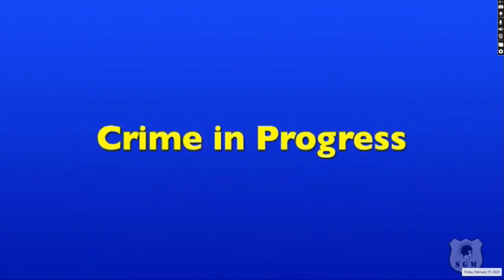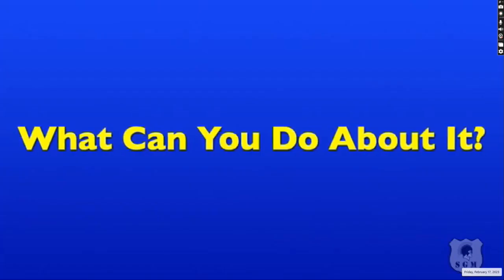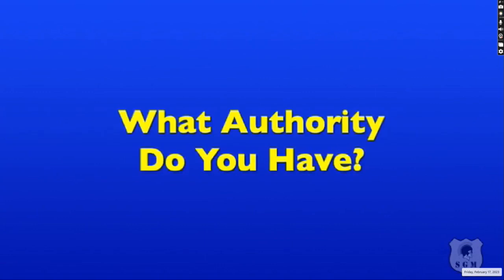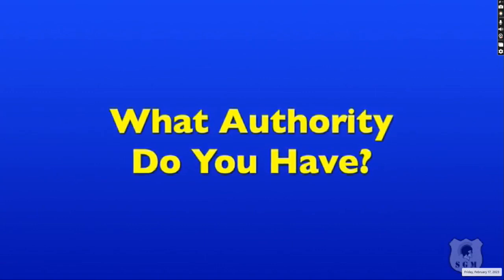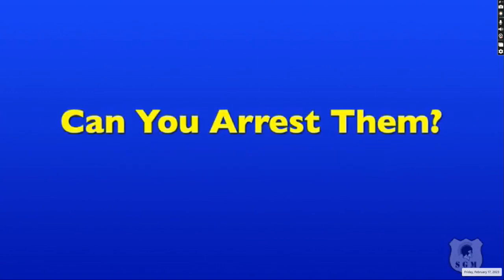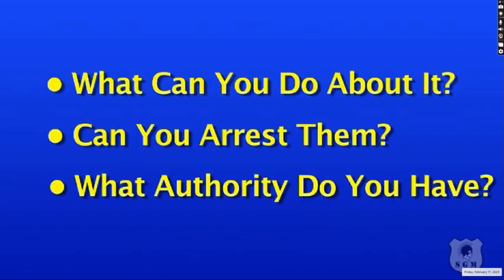Crime in progress. All that's fine, but what if you're on duty and observe an actual crime being committed or about to occur? What can you do about it? What authority do you have? Can you arrest them? These are all justified questions. You need to know the answers to these questions so that you can determine if you can make an arrest or not. In this training video, we will cover the security officer power of arrest levels and sublevels.